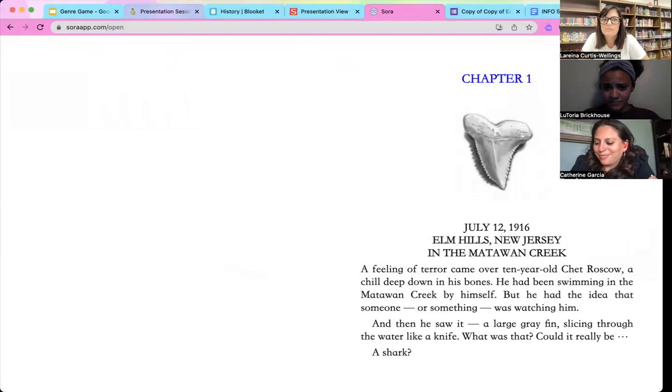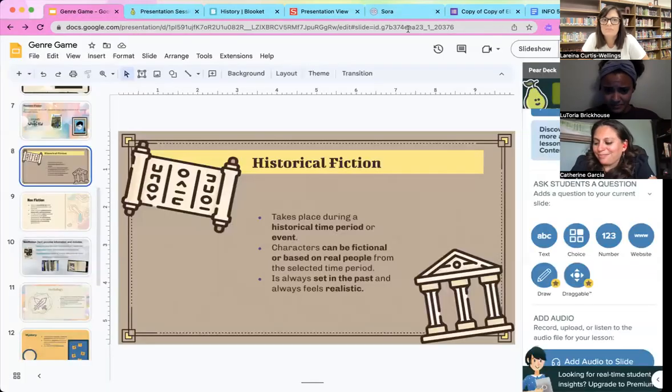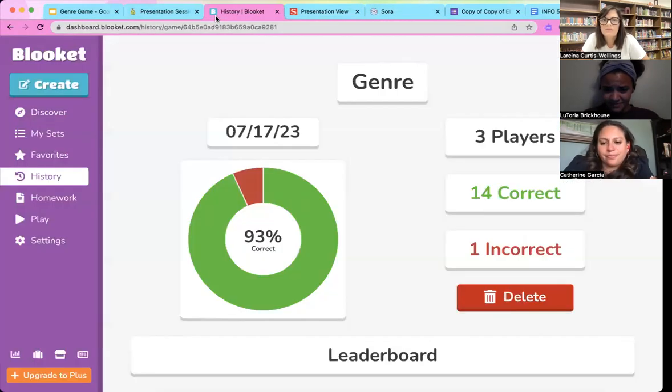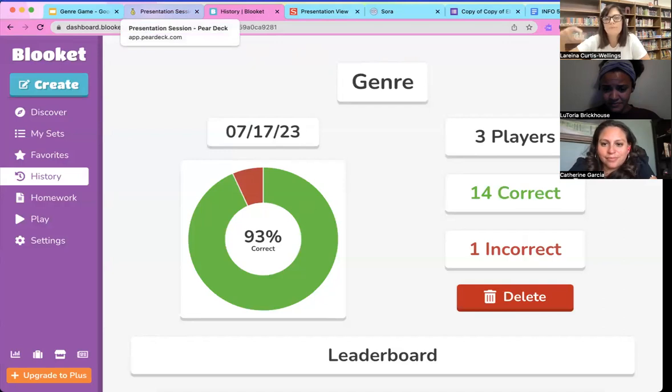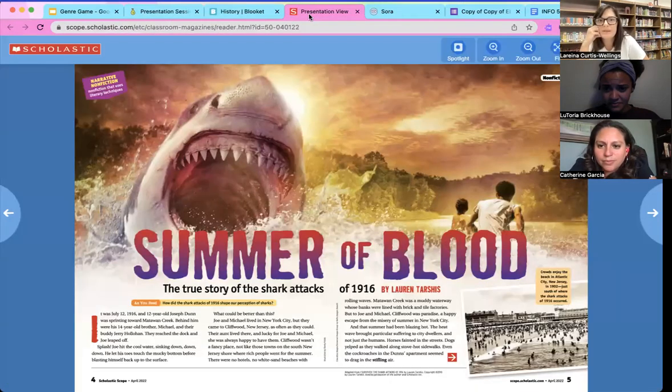And this is not going up. How do I get this out of the way? Okay, I can't get the bar out of the way to click my tab. Can you just grab your screen and pull it down? That's what I had to do. I had the same problem.